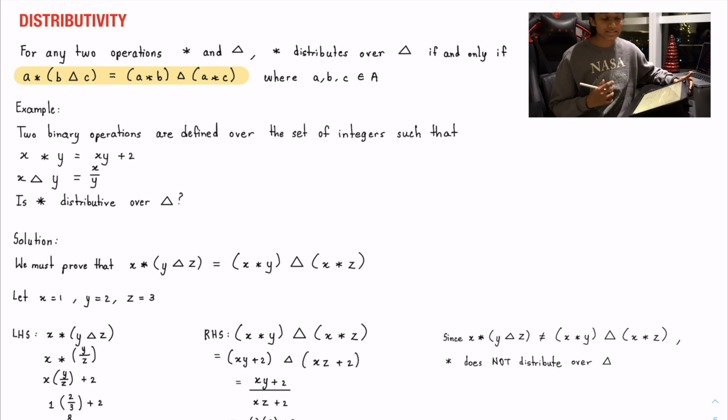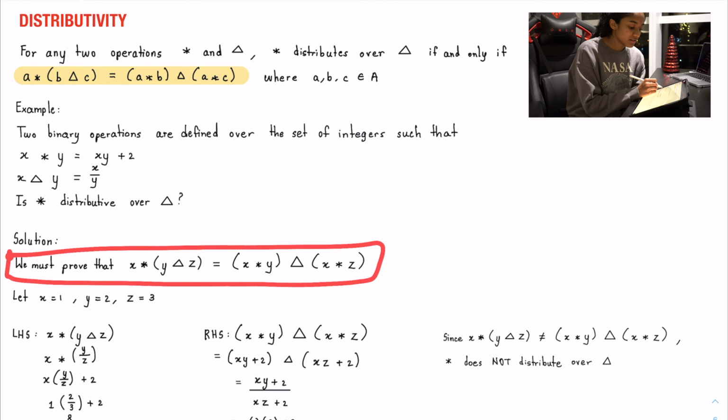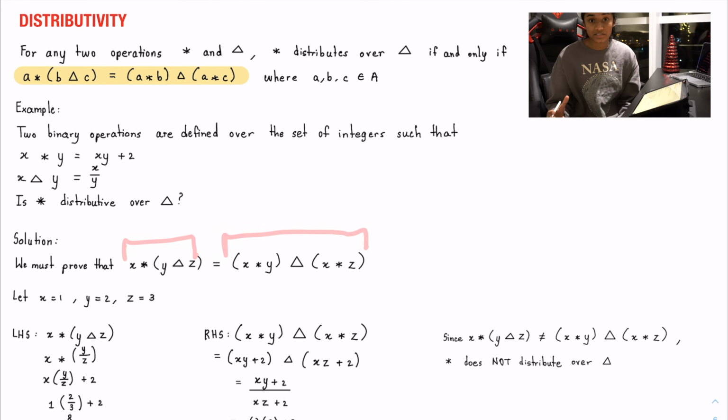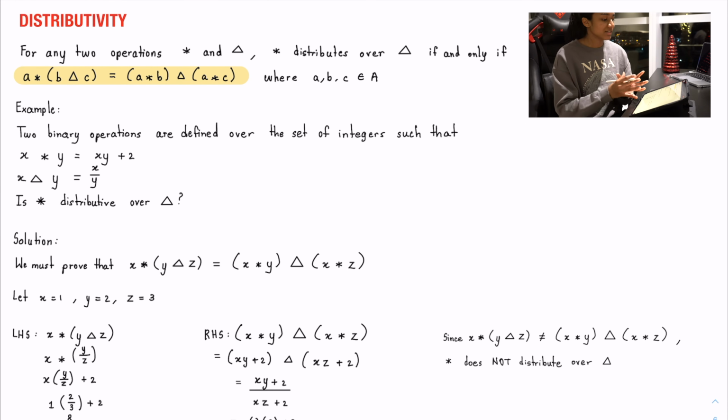So the example states that two binary operations are defined over the set of integers such that x star y is equal to xy plus 2 and x triangle y is equal to x over y. Is star distributive over triangle? So the solution states, well, of course, we must say what we need to look for. So this will be the left-hand side and this will be the right-hand side, and we find them separately, and if at the end they are equal, then we know that it is distributive, associative, whatever, right?